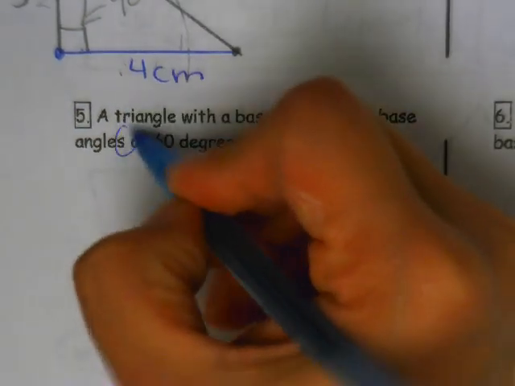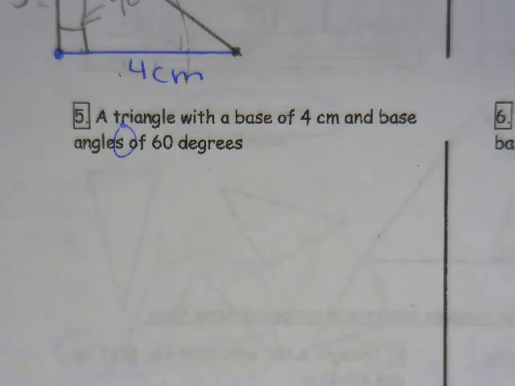A triangle with a base of 4 centimeters and base angles of 60. So again, you're going to literally do the same thing you did for number 4, but instead of doing 45, you're doing 60 and 60. Ready, set, go. Get a head start. Wait. What's the base? And go.